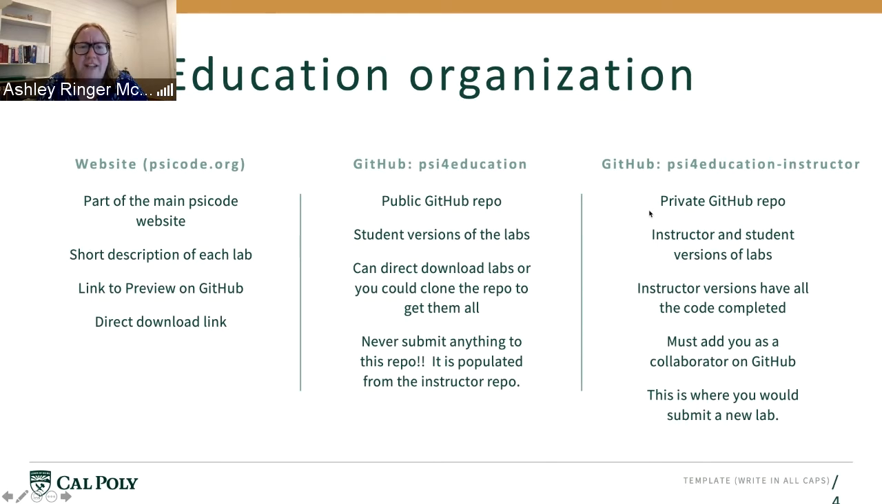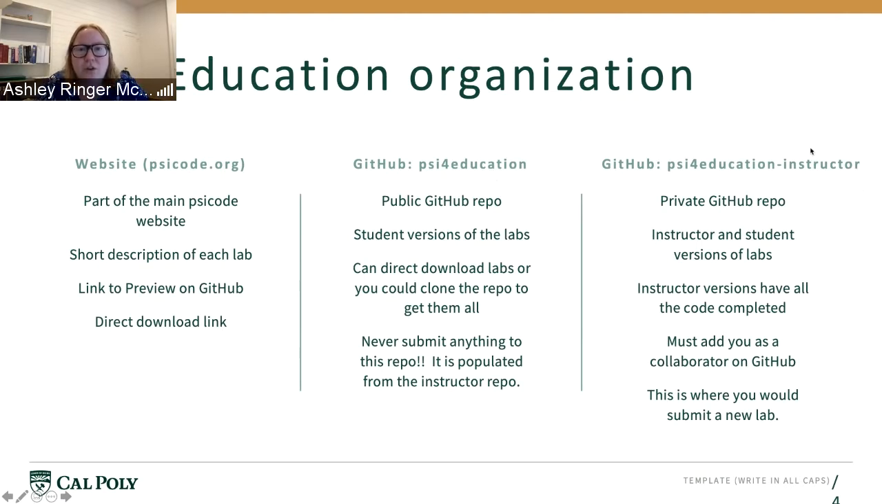There are two relevant GitHub repositories: our Psi4Education repository, and our Psi4Education instructor repository. The Psi4Education repository is our public repository. This is our front-facing repository that anyone can find on GitHub, and this is the repository that links to the website. So this only has the student versions of the labs because we don't want the completed code versions to be readily available on the internet. If you were contributing a new lab, you would not do anything with this repo. This is the public repo, so it only gets updated when there is a new lab activity. So you never submit anything to the Psi4Education repo.